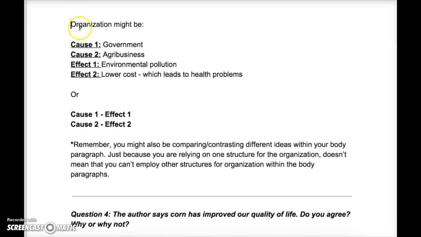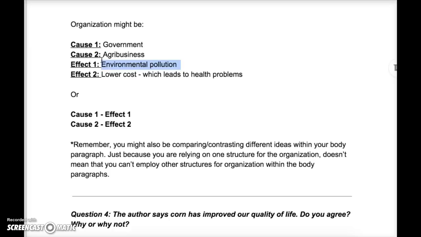Cause 1, government. Cause 2, agribusiness, right? I develop these things in 1 or 2 paragraphs. Then I talk about the effect 1, the effect 2. That's a possibility. I might also do it differently. I might go cause 1, effect 1, right? Cause 2, effect 2. It just depends on how you want to do it and how the ideas connect to each other. So it really needs to be logical. If environmental pollution is really happening because of the government or because of the agribusiness, that should come right after whatever the cause is, okay?